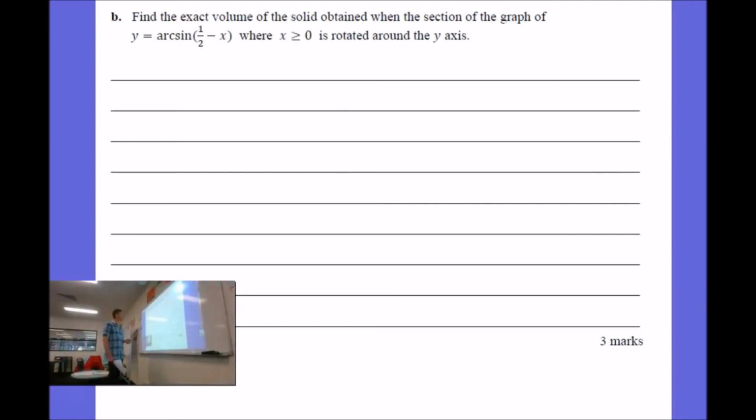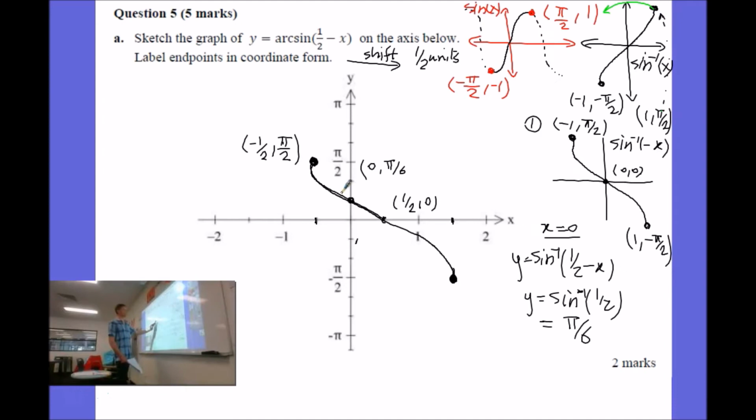Now we have to find the exact volume of the solid obtained when the section of the graph, where x is greater than 0, is rotated about the y-axis. So it's going to be bounded by the y-axis, where x is greater than 0. Let's visualize that region on the graph itself. x equals 0 is along here, along the y-axis. That's going to be our bound. Everything to the right of that is what we're looking at.